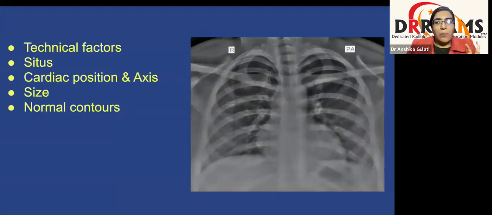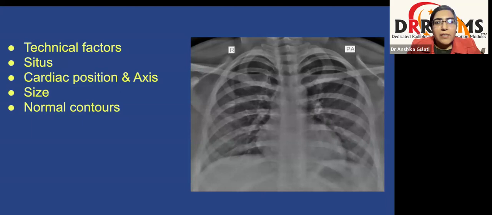After that, we evaluate the normal cardiac contours on a frontal chest radiograph. So the right heart border, if you see, is formed superiorly by the superior vena cava and inferiorly by the right atrium. And on the left side, it is formed from above downwards by the aortic knuckle, the pulmonary conus, the left atrial appendage or the left auricle, and the left ventricle. And the apex of heart is formed by the left ventricle.